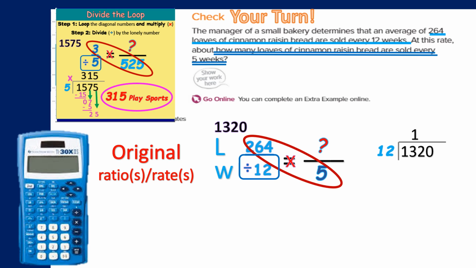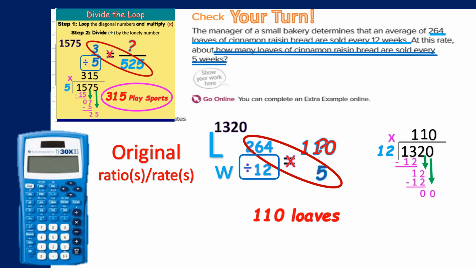So 12 goes into 13 one time, because 1 times 12 is indeed 12. I have 1 left over. I bring down my 2, and I get 12 again. So 1 will go up at the top, because 1 times 12 is 12. I have a 0. Now, I can't stop at 11 because I have something to bring down. And if I have something to bring down that 12 won't go into, I have to bring something up still. So 12 goes into 0 how many times? 0 times. So hopefully you found that when it comes to the loaves, that you have 110 loaves.